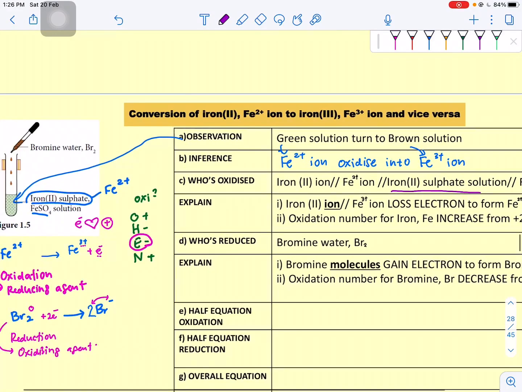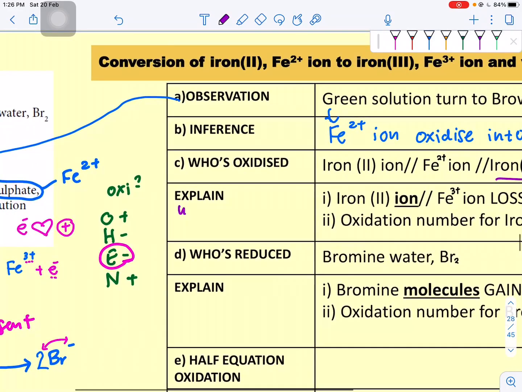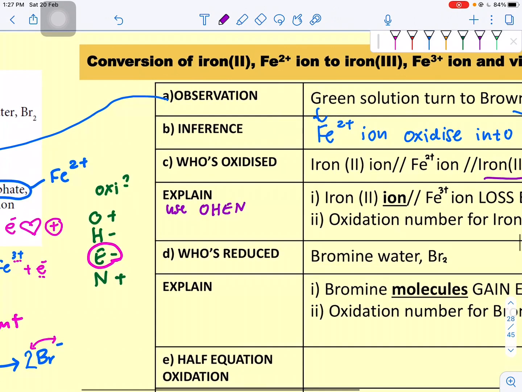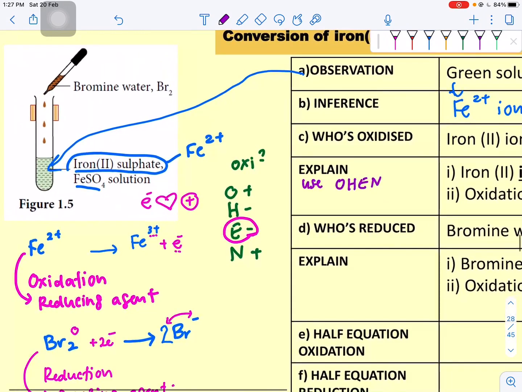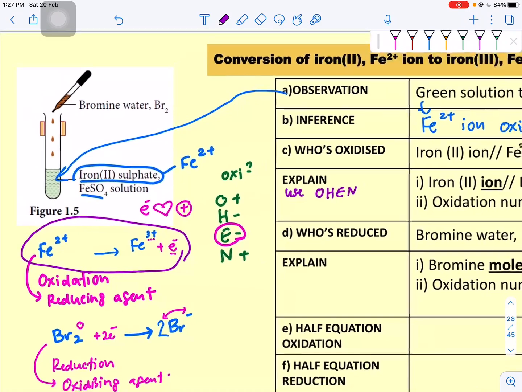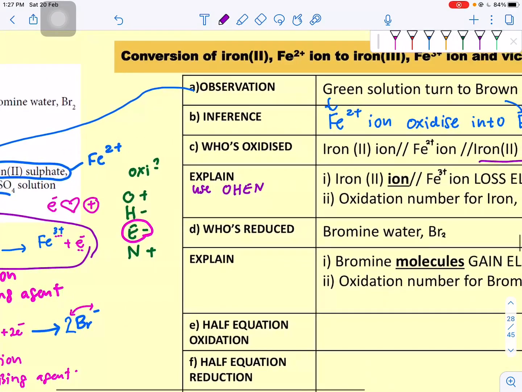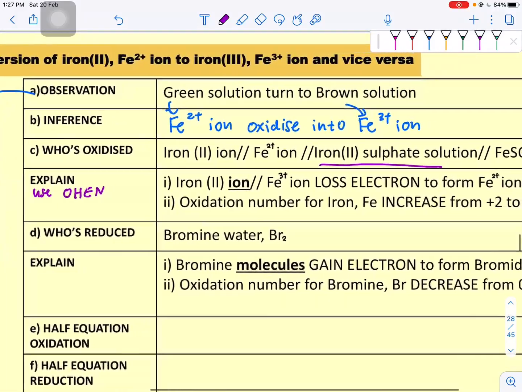Explain. When you want to explain, you will use the principle of OHEN to explain. Based on oxygen, not suitable. Based on hydrogen, not suitable. Based on electron, yes, because we already have the half equation. So, you can use electron. Based on oxidation number, also can. So, I have two options here.